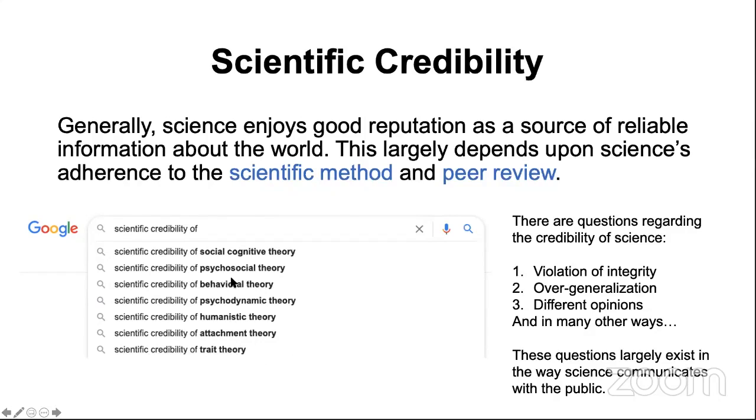For example, psychosocial and behavioral theories have been really high profile in media, but they may not necessarily be true. There are several questions regarding the credibility of science. And these questions largely stem from the violation of academic integrity, from overgeneralization, and different opinions. There are many other ways, but I would just be introducing these three and try to introduce what it feels like to question the credibility of science.